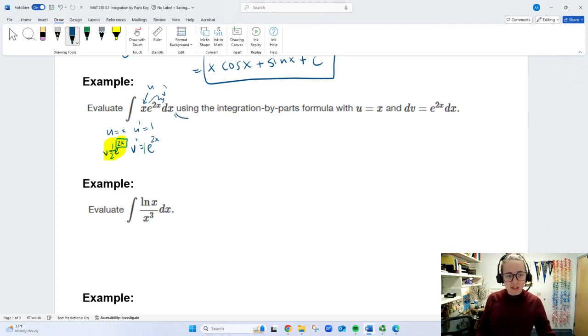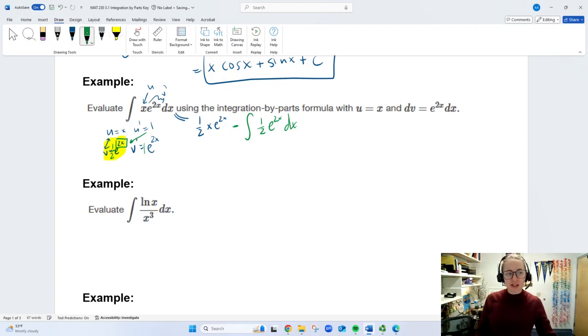So this thing is going to be equal to what my u times my v is. So I have 1/2 x e to the 2x. When I multiply those, I just put the 1/2 out in front. And then minus my integral of, and now I'm going to multiply my 1 times my 1/2 e to the 2x, or my v times u prime, which is the opposite of up here, where I have u times v prime. So now I'm doing v times u prime. So 1/2 e to the 2x dx.